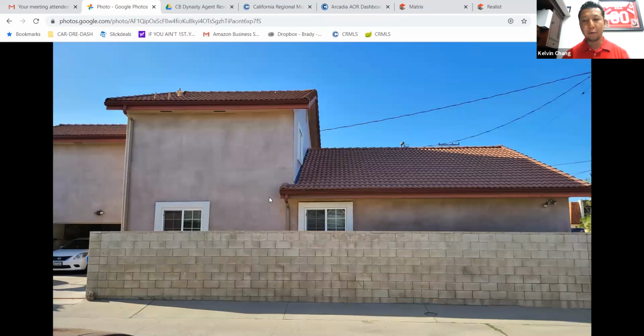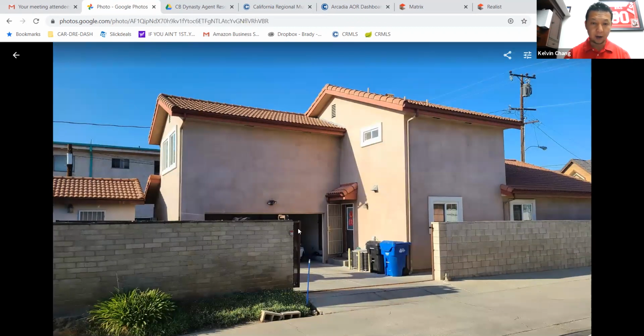Here's a side profile view of the property, and there is a concrete barrier wall, block wall, and there is a 2-car parking in here. You can see a rear entry. Overall, looks like in pretty good shape. There is a guest house right here. That's roughly, I think, 250 square feet.